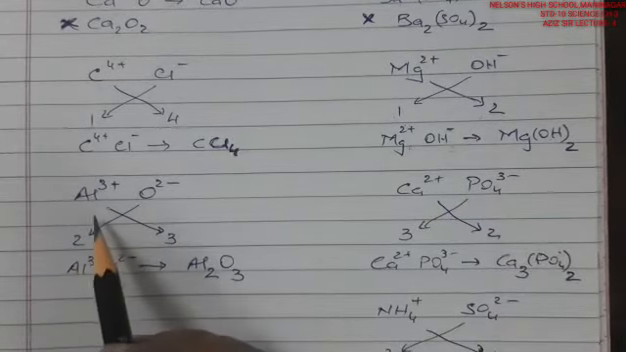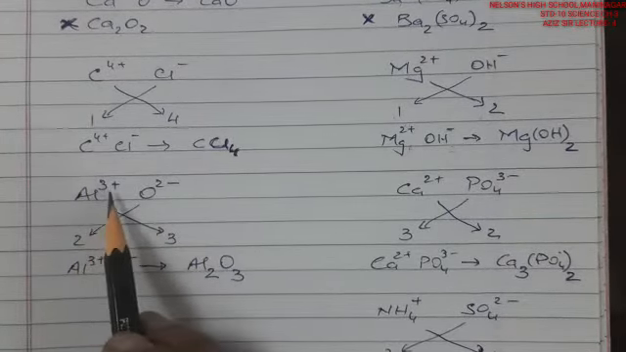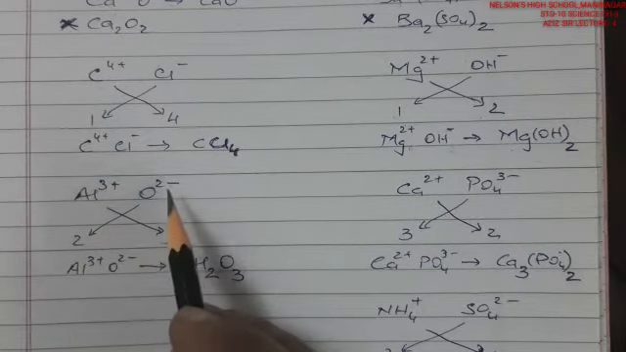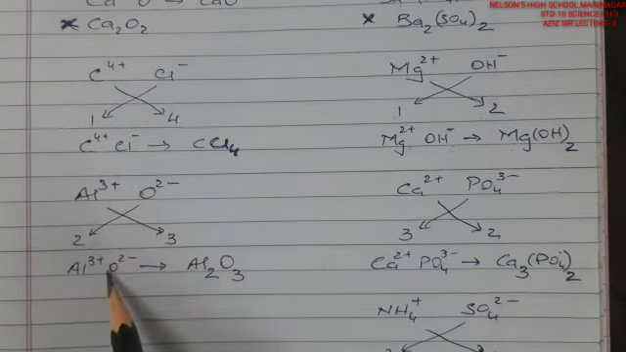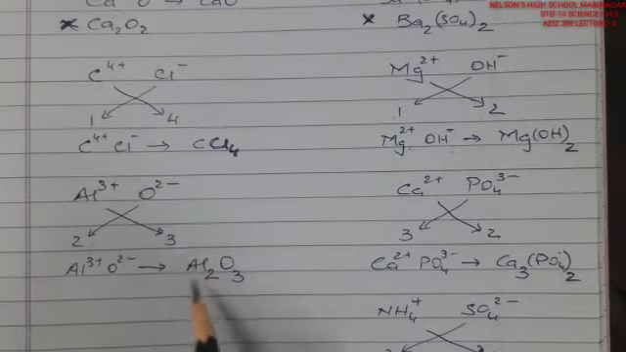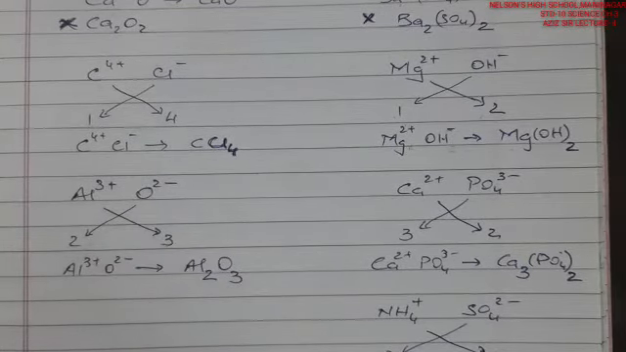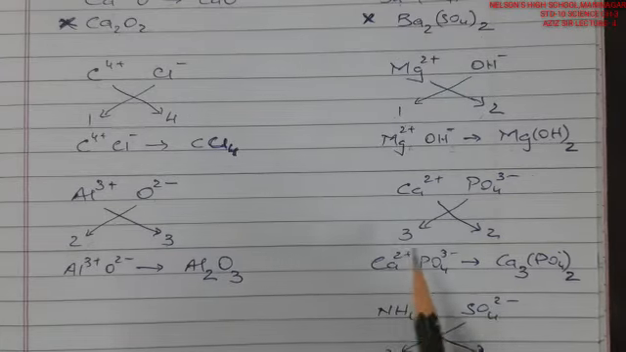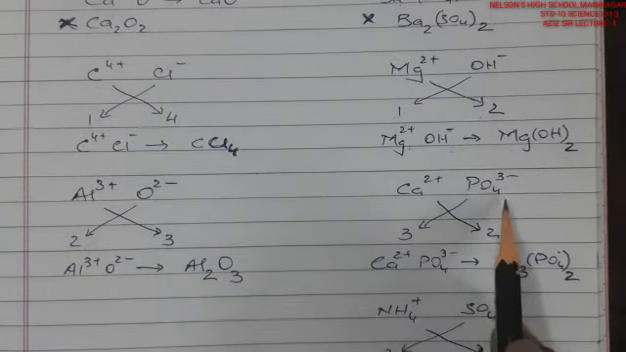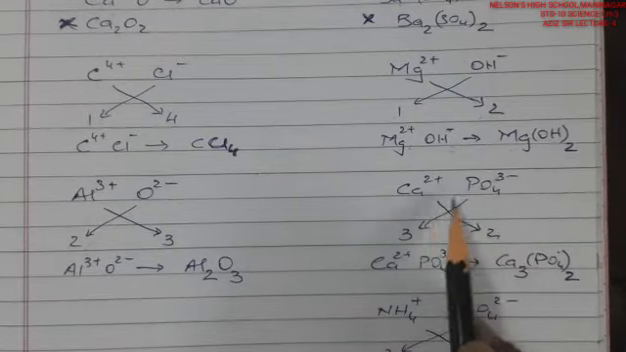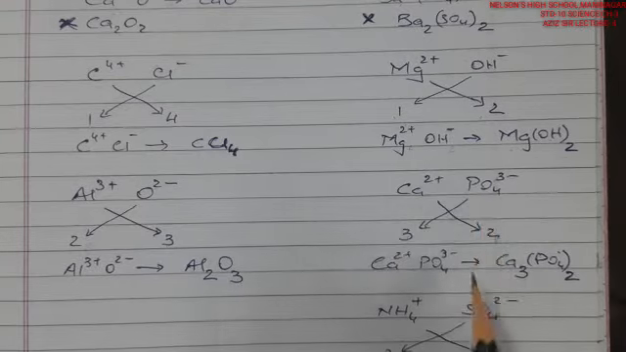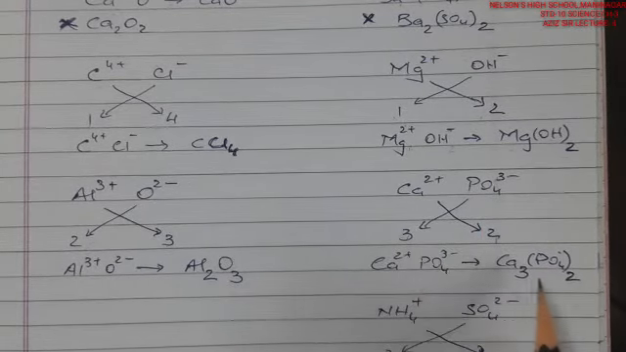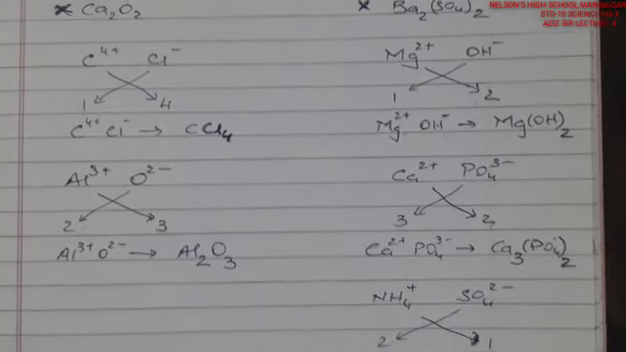In the same way in aluminium oxide, Al gives 3+ valency and oxygen gives 2-. So 2 comes here and 3 comes on this side. So aluminium gets 2 and oxygen gets 3. So Al2O3, aluminium oxide. In the same way in polyatomic, calcium is 2+ and PO4 is 3-. So 3 goes towards calcium and 2 goes towards phosphate. The formula turns out to be Ca3(PO4)2, calcium phosphate.